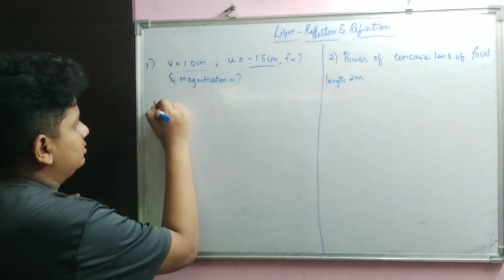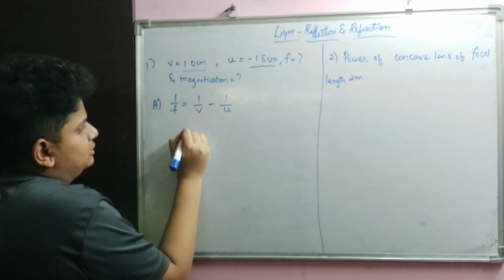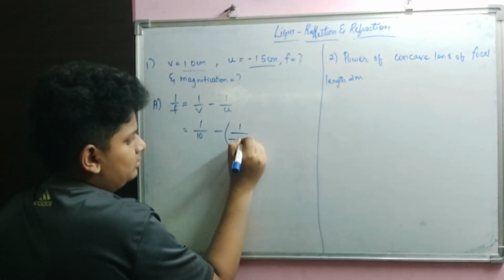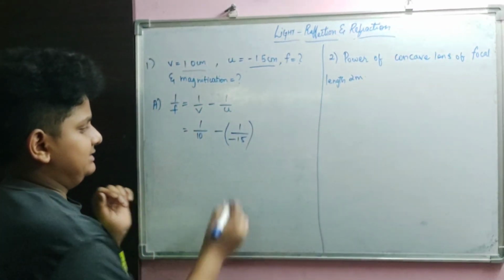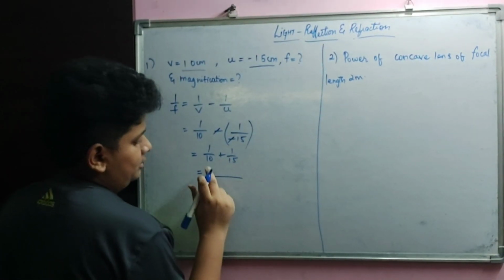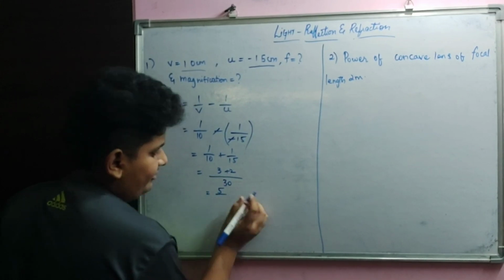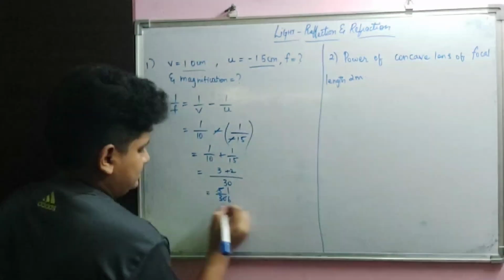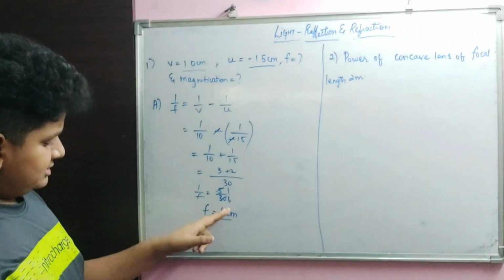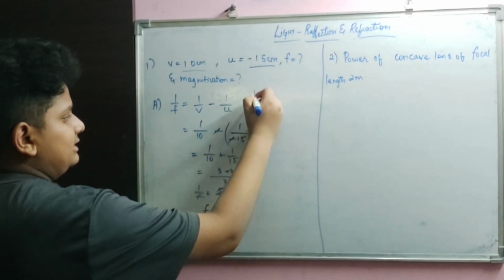So the formula is 1 by f is equal to 1 by v minus 1 by u. The value of v is 10 centimeters and the value of u is minus 15. So here minus and minus cancel, so it's positive: 1 by 10 plus 1 by 15. The LCM of 10 and 15 is 30. 3 plus 2 is equal to 5 by 30, which is 1 by 6. So 1 by f is equal to 1 by 6. If we cross multiply, we get f is equal to 6 centimeters.